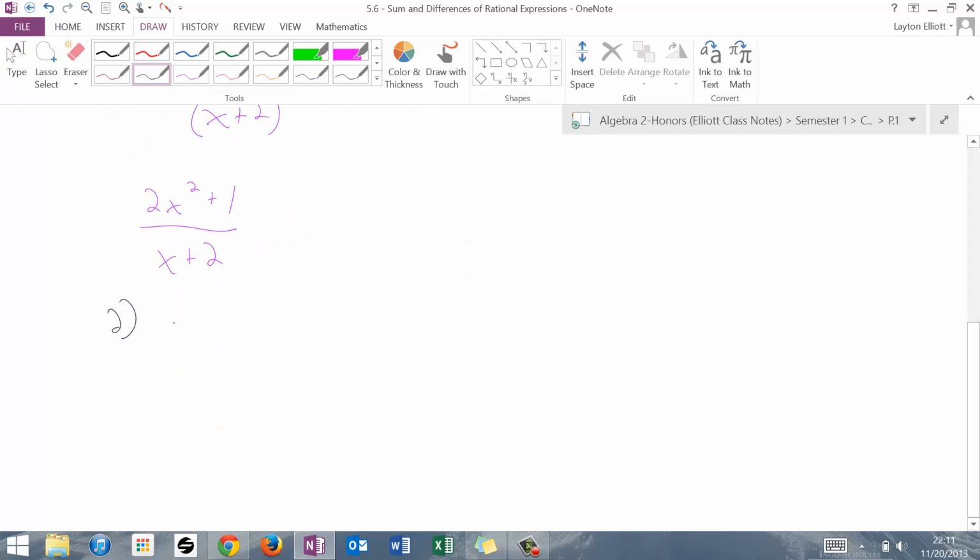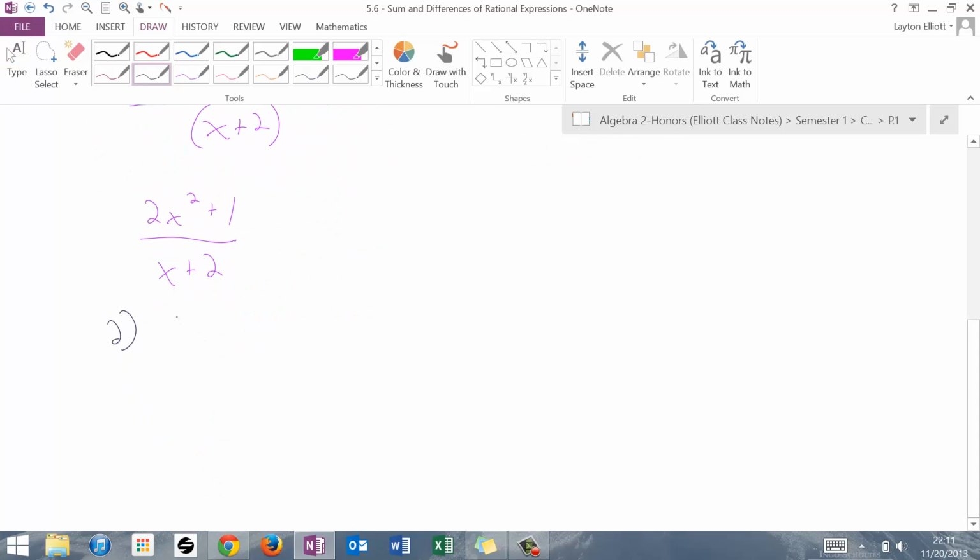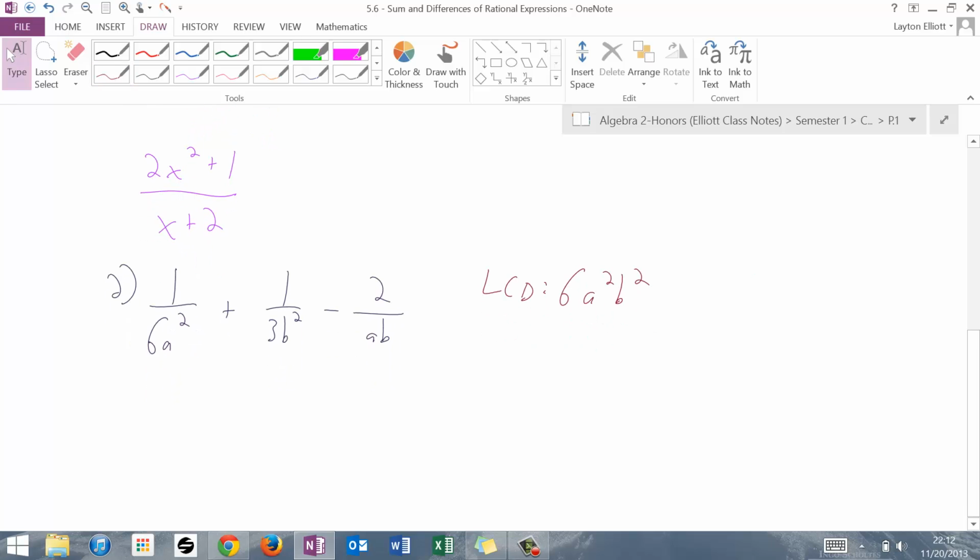Number 2 is going to be 1 over 6a squared plus 1 over 3b squared minus 2 over ab. And my least common denominator, when I add these, let's look at the constants. I have the 6, the 3, and the 1. That has to be a 6. Look at a squared, b squared, and ab. I need an a squared, and I need a b squared.